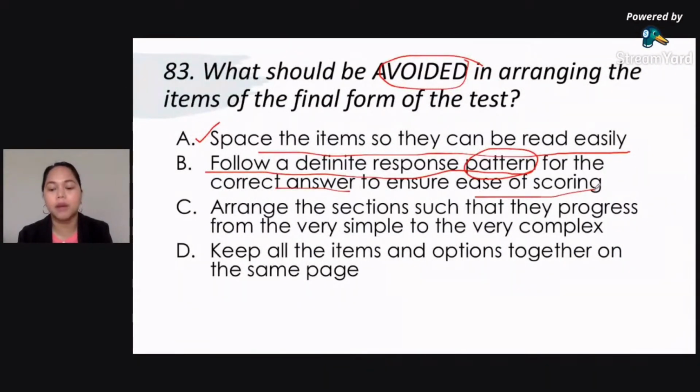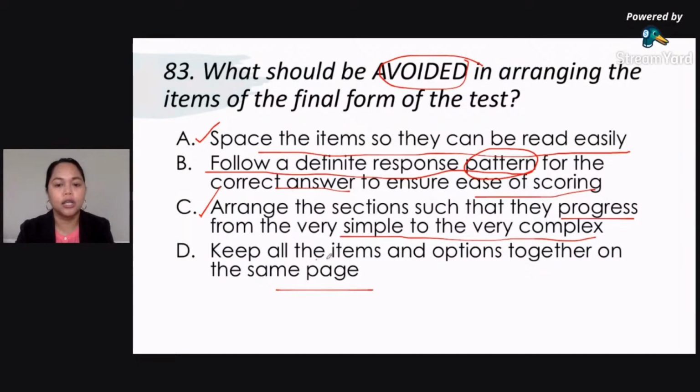That means may response. So, A, A, B, B, then A, A, B, B ulit, then A, A, B, B ulit, then A, A, B, B ulit. That's the definite response pattern for correct answer. Letter C mo, arrange the sections such that they progress from the very simple to the very complex. That's correct.